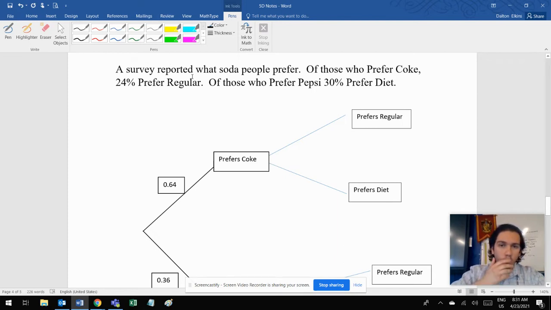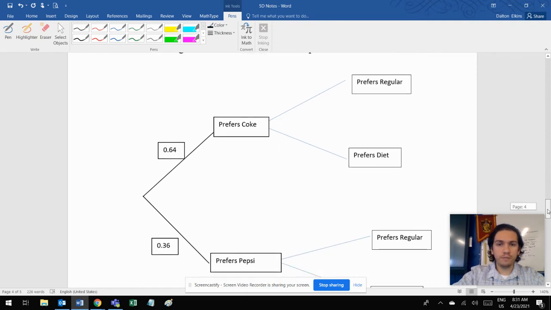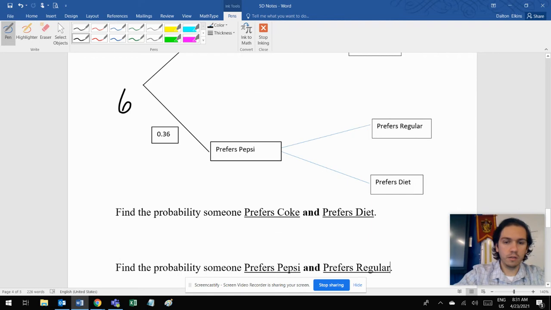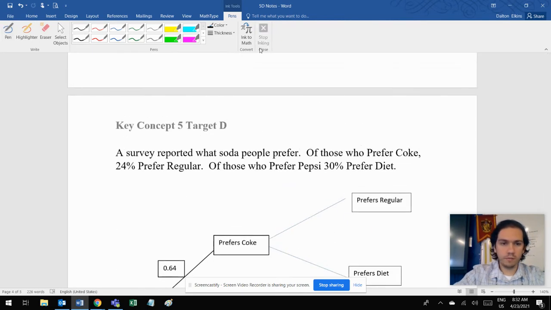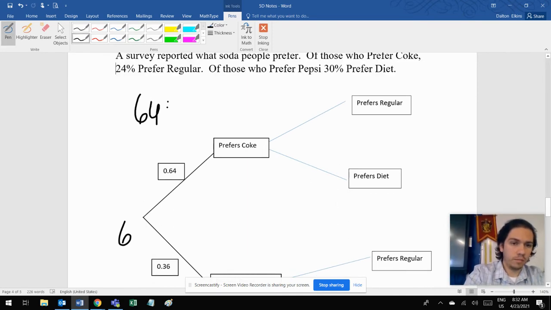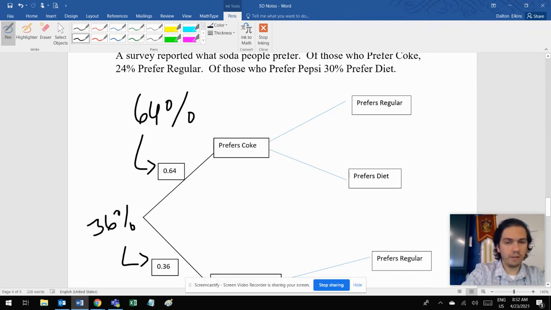A survey reported on what soda people prefer. Of those who prefer Coke, 24% prefer regular, and of those who prefer Pepsi, 30% prefer diet. So here is our tree. We have 0.64 prefers Coke, and remember that 0.64 is 64%. And then 36% prefer Pepsi. 0.36 is written.